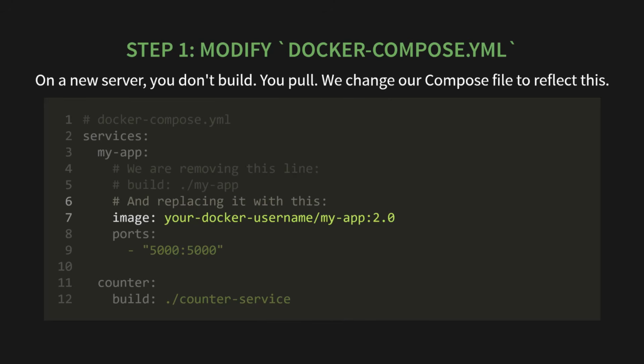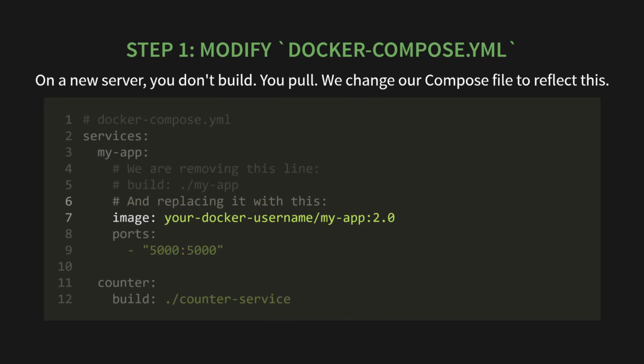Inside the myapp service, we are going to remove the build line completely. And we're going to replace it with a new line. Image, followed by that full name we just pushed. Your Docker username/myapp:2.0. We'll leave the counter service as is, so it still builds locally.